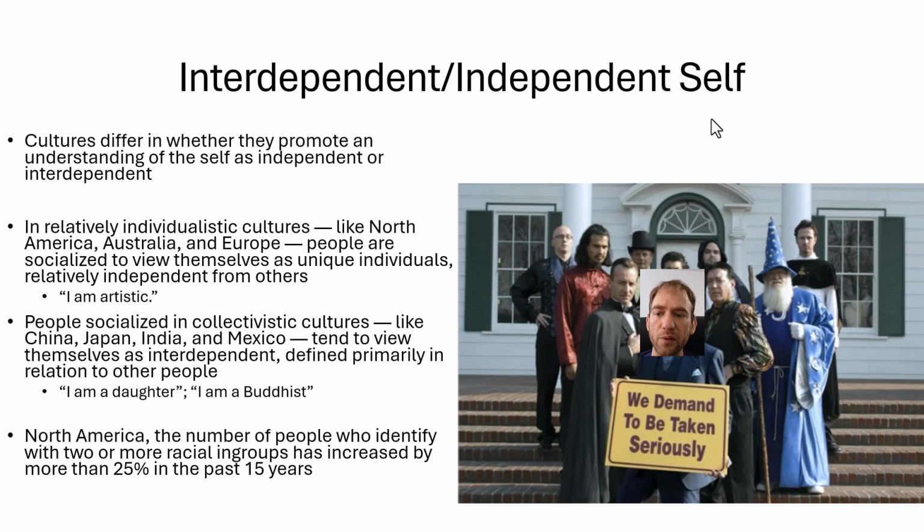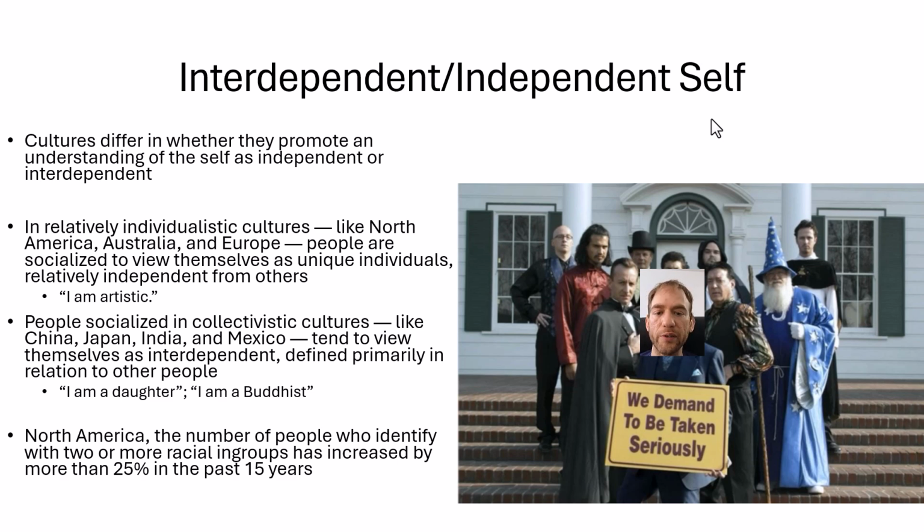Interdependent and independent self. Cultures differ in whether they promote an understanding of the self as independent or interdependent. In relatively individualistic cultures, like North America, Australia, and Europe, people are more socialized to view themselves as, quote, unique individuals, relatively independent from others. Some common quotes include, I am artistic. While people socialized in collectivist cultures, like China, Japan, India, and Mexico, tend to view themselves as interdependent, defined primarily in relation to other people. Some common examples include, I am a daughter, or I am a Buddhist.